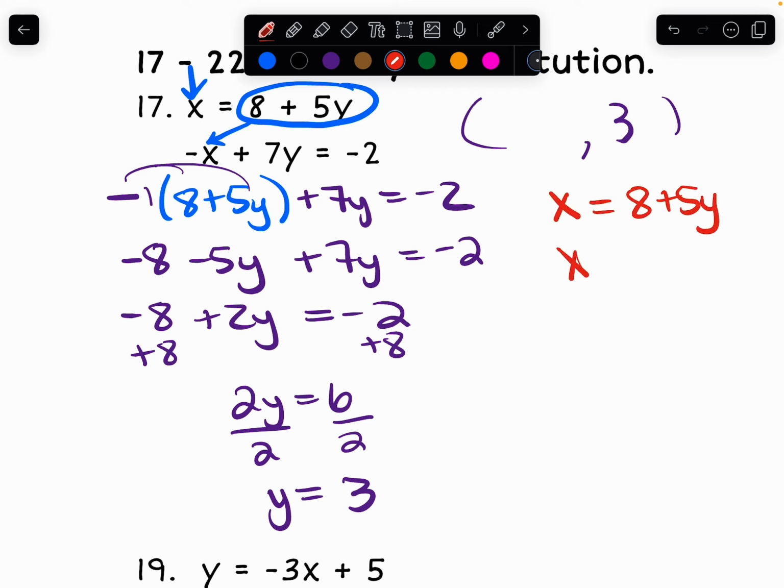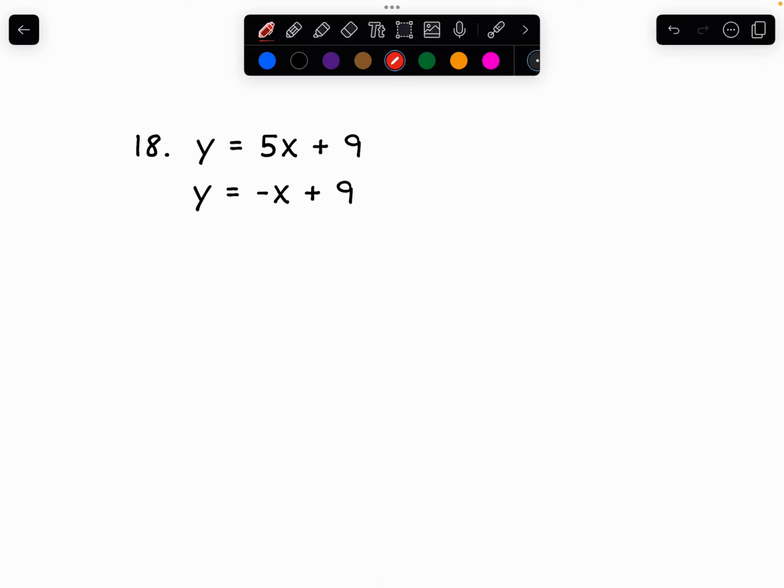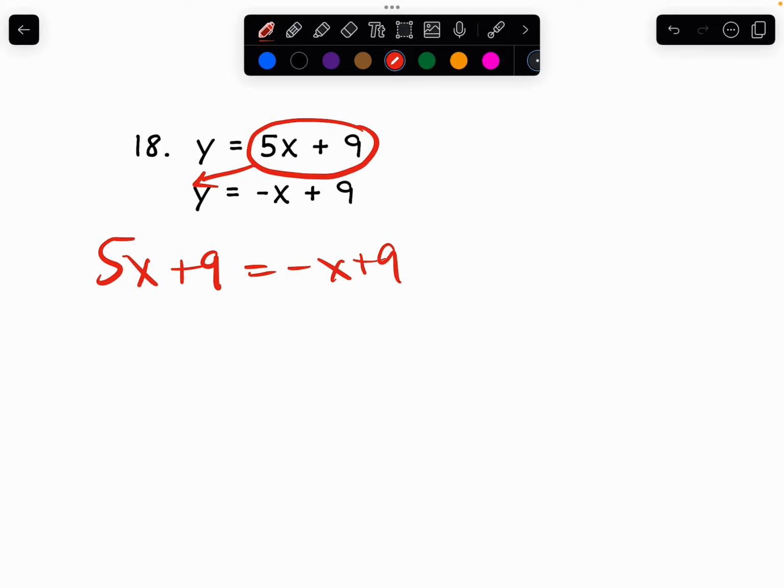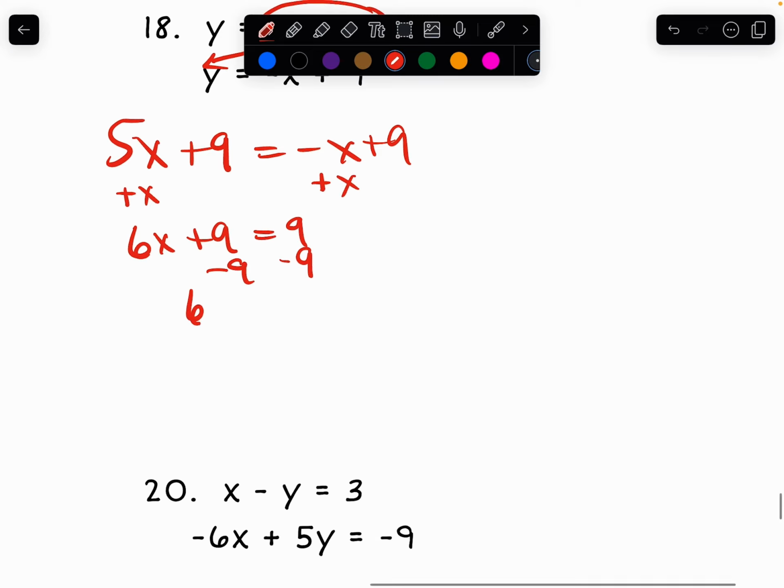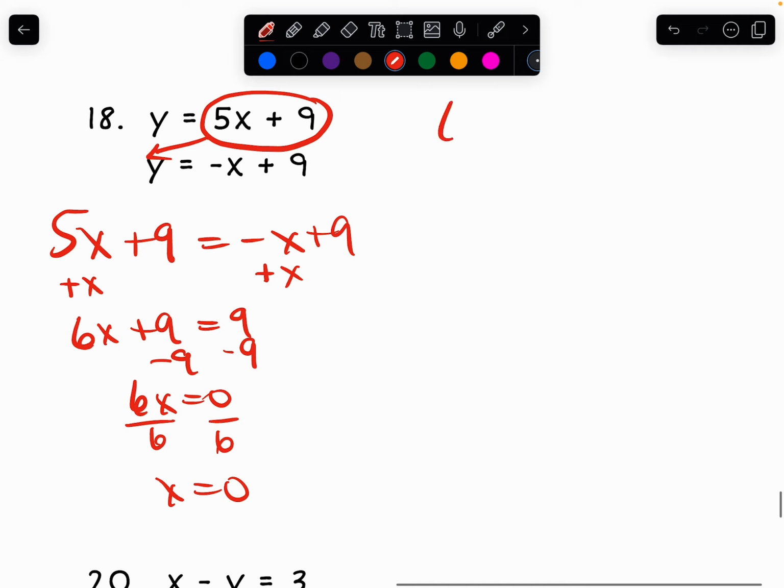Okay. Next one. Look at this. They both are y equals. So all I'm going to do is I'm going to take this and I'm going to plug it in right there. 5x plus 9 equals negative x plus 9. You just set the two equal to each other. And then you solve. So I get 6x plus 9 equals 9. Hopefully you notice something about that. You divide by 6, and yes, 0 is an answer. So our x value is 0.